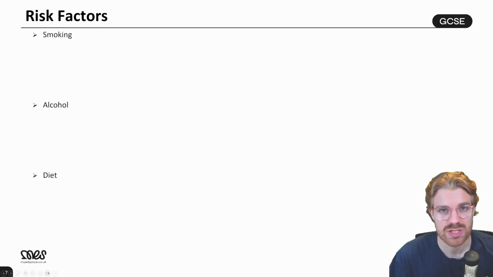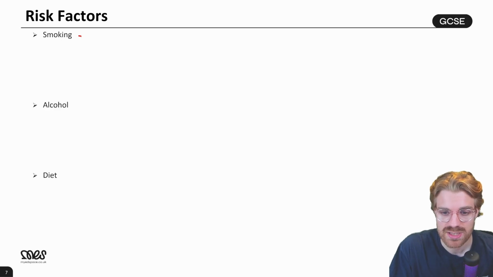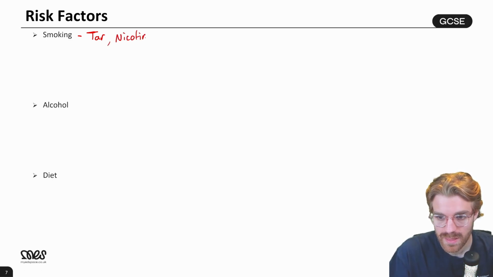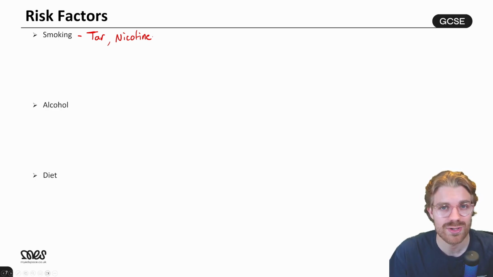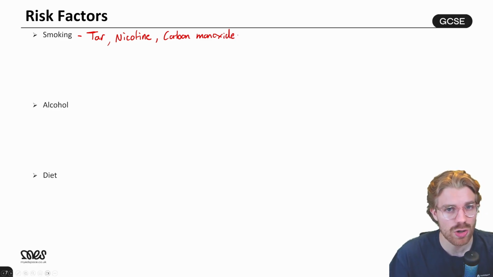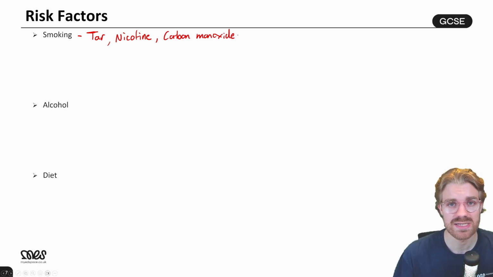The first one we're going to look at is smoking. Now, cigarettes contain 3 major chemicals. The first one is tar. Now, tar is a carcinogen, which means that it causes cancer. More on cancer to follow. It also contains nicotine. Now, nicotine is a highly addictive substance. It also increases blood pressure. And smoking contains carbon monoxide. Carbon monoxide binds to the hemoglobin and prevents oxygen from binding, so it reduces the amount of oxygen that can be delivered around the body.